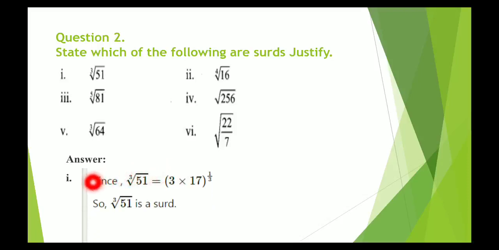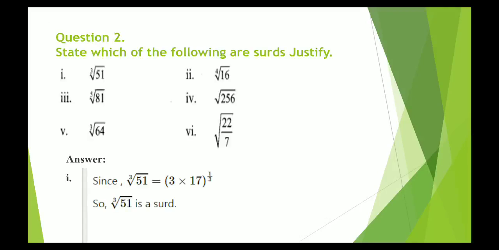Question number 1. Cube root of 51 will be written like this, in bracket 1 upon 3. This is the same as 51 raised to 1 upon 3. 51 can be written as 3 multiplied by 17. Since it is an irrational root, it is called a surd.